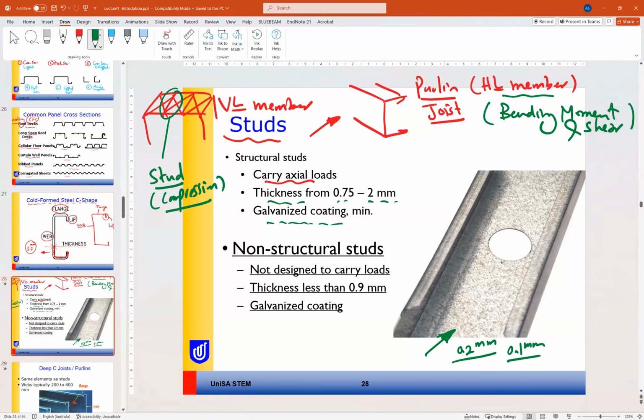We have also some non-structural studs, which are not designed to carry loads, so it is just maybe there for architectural purpose, or for example to support a window or something, or door. So the thickness is less than 0.9 millimeter and also has a galvanized coating.